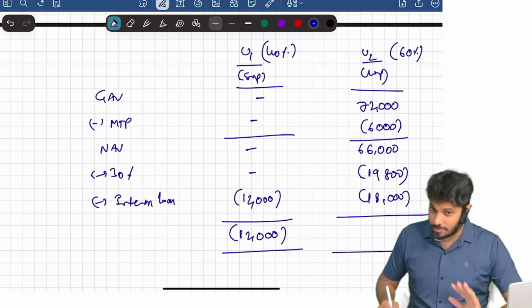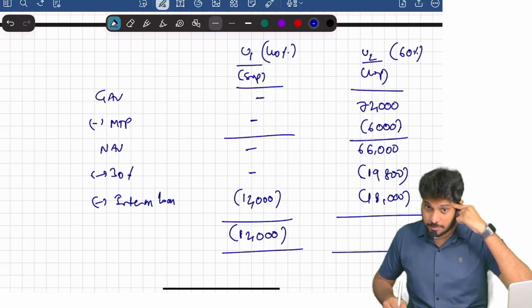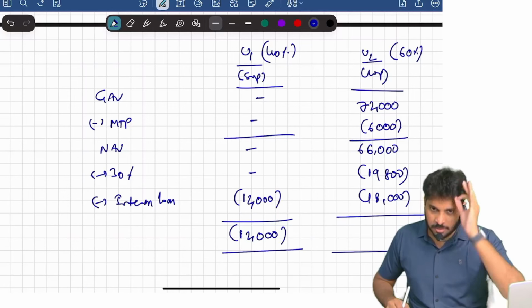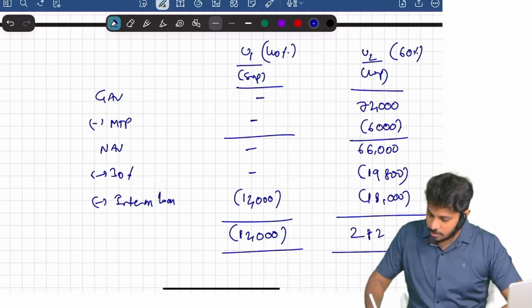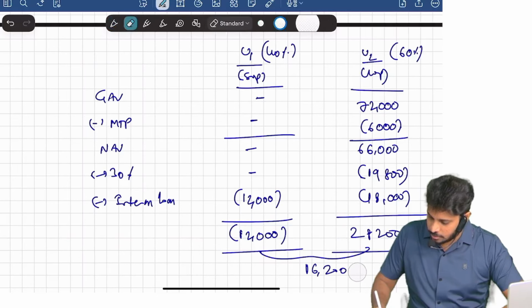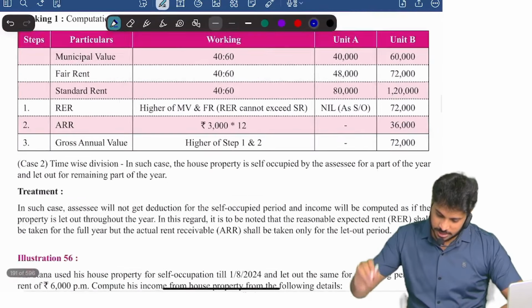You see, I'm solving all the problems for the first time, still I'm solving accurately only because my provisions are so strong. If you know the application correctly, any number of new problems you can still solve. Next, 66 minus 19.8 minus 30, net 16,200. That's the answer. So the answer is 16,200. Next.